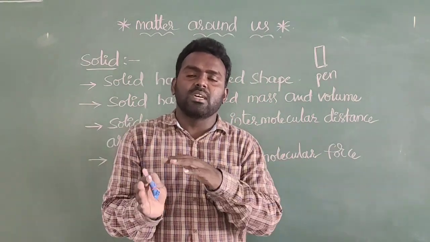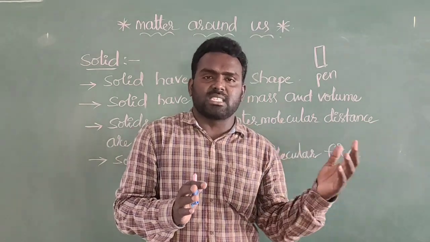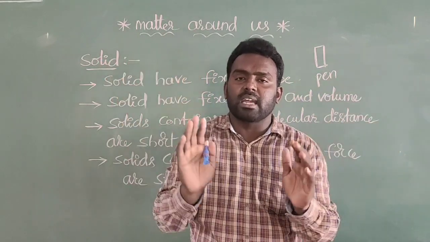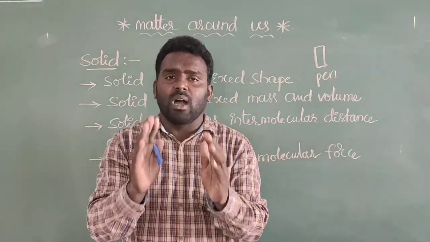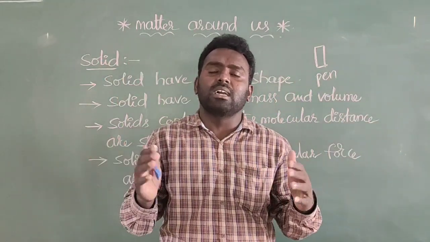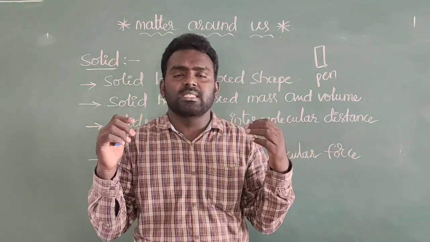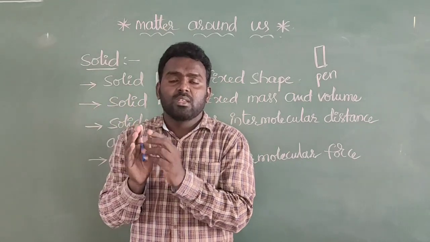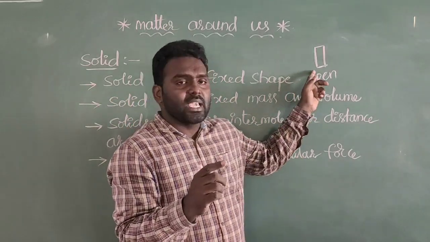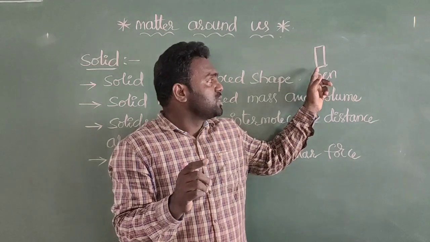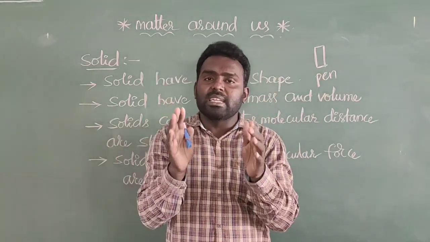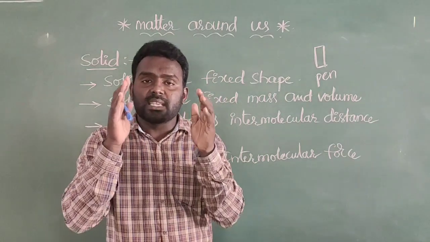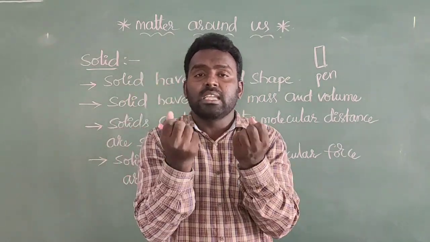When you compare solid materials, liquid materials and gaseous materials, first you should have one idea: solid materials have a fixed shape, a fixed volume and a fixed mass. Why? Because by observing different materials, all of them have particular shapes. I am explaining one example. This is a pen. The pen has a particular shape, a particular volume, and at the same time a particular mass.